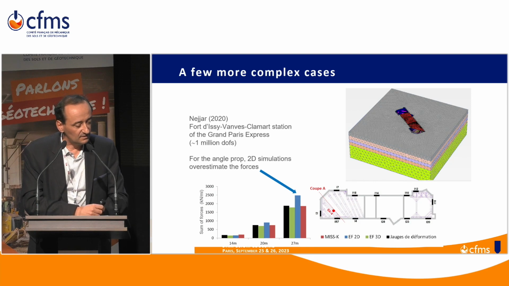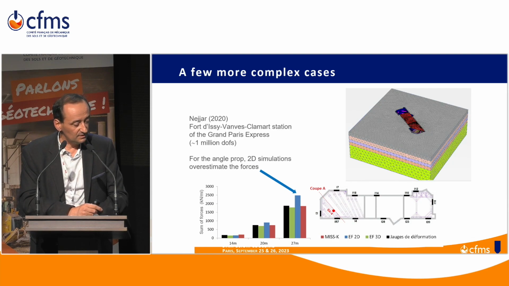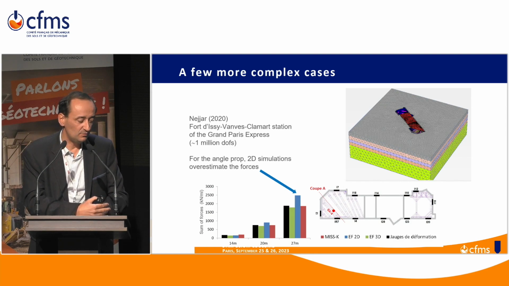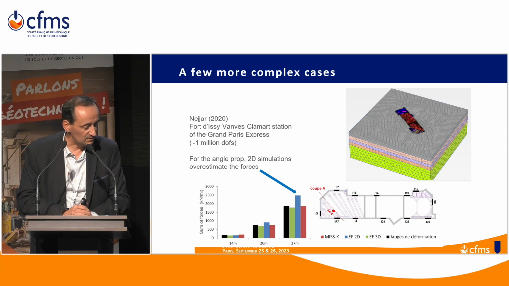More recently, this is taken from the PhD by Radhija Nejar. It's around 1 million degrees of freedom, and it's a station of the Grand Paris Express again. And here, the interest of the 3D approach is that we can discuss the influence of the angle probe, for instance. And this is an attempt to evaluate the error made if we remain in plane strain. So here, 2D simulations tend to overestimate the force in the angle probe.